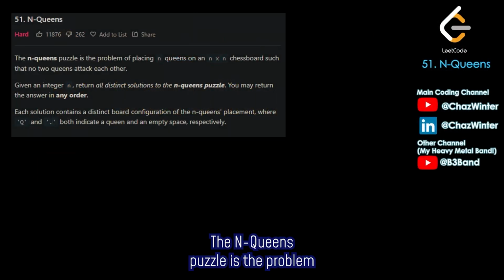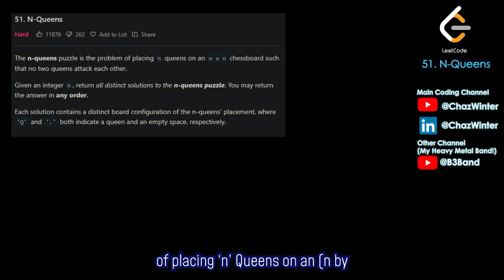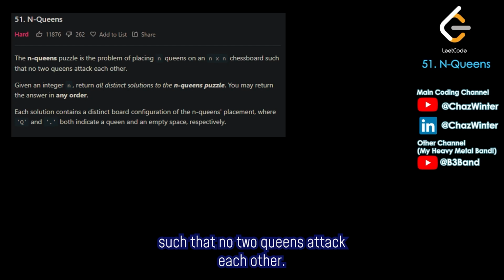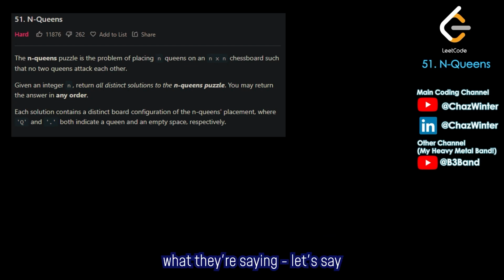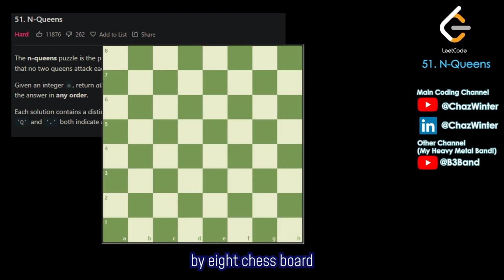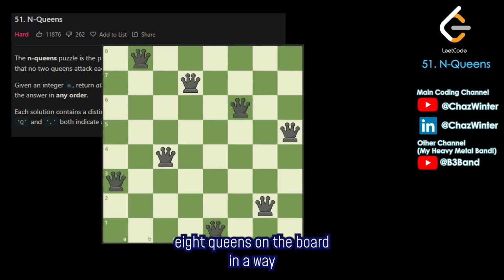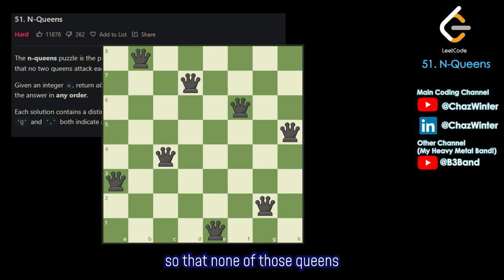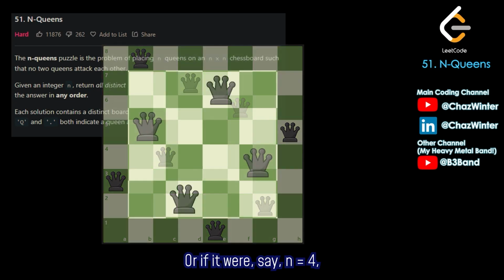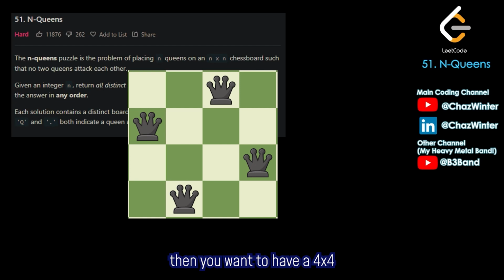The N Queens puzzle is the problem of placing N queens on an N by N chessboard such that no two queens attack each other. Just to break out of the algebra here, what they're saying, let's say that N is 8. So that means we have an 8 by 8 chessboard, just a standard regular chessboard, and they want you to place 8 queens on the board in a way so that none of those queens can attack each other. Or if it were, say, n equals 4, then you want to have a 4 by 4 chessboard and set up 4 queens so that none of those queens can attack each other.